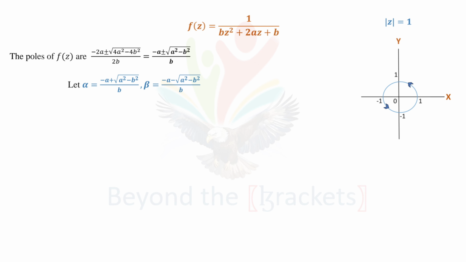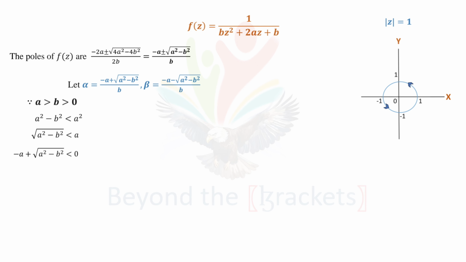Since we are considering the contour |z| = 1, to determine whether the poles lie inside or outside the given circle, we find their distance from the origin, that is their moduli. Let's calculate the modulus of the first pole α. Since a > b > 0, a² − b² will be less than a². Taking square roots on both sides, √(a² − b²) will be less than a. Adding −a on both sides, we get −a + √(a² − b²) will be less than 0.